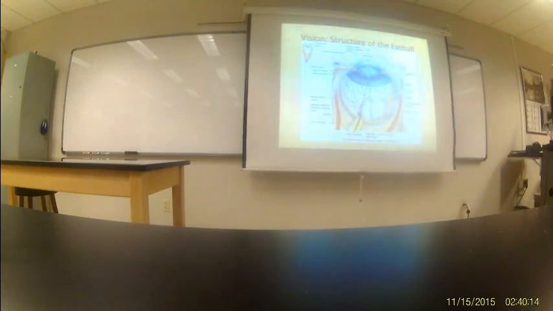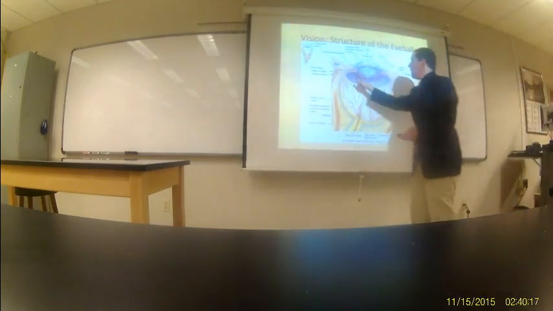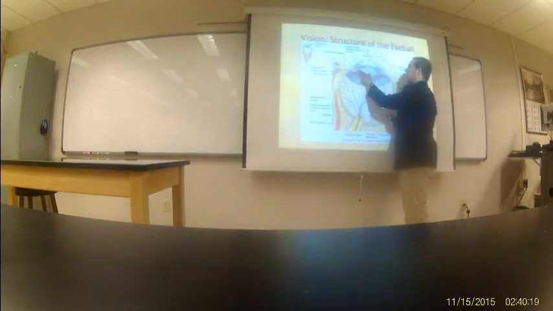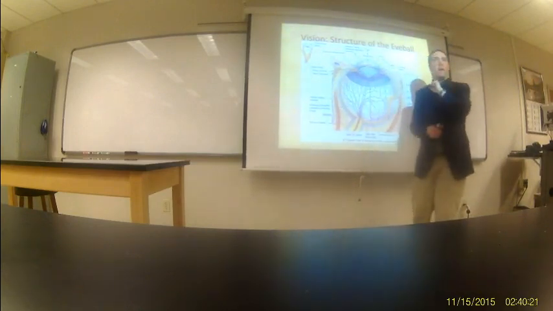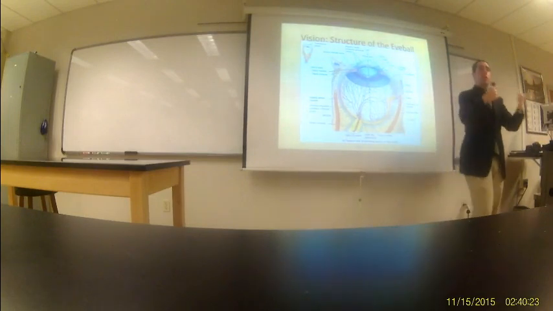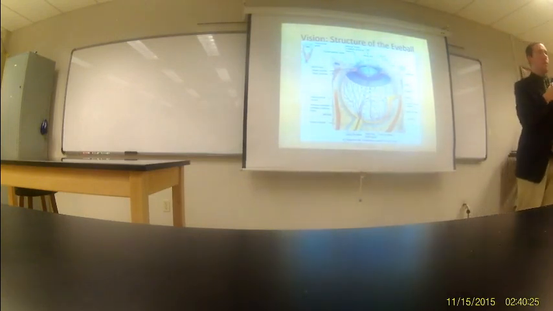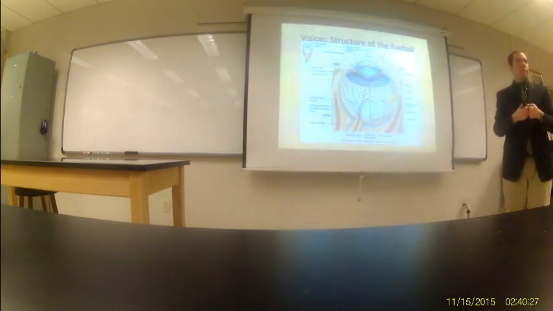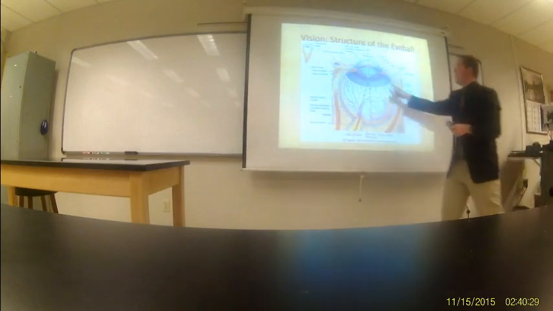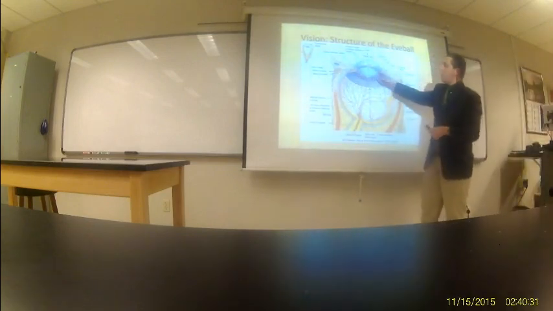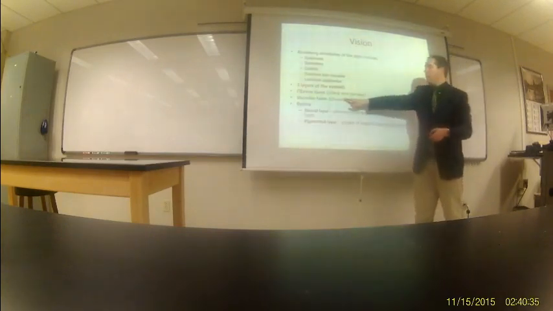Then we have intrinsic muscles that are going to pull on the lens. And we'll talk about that, but pulling on the lens changes its shape, which changes the focus. So like dilation. The dilation is the pupil, which is the third and final part of the vasculature.